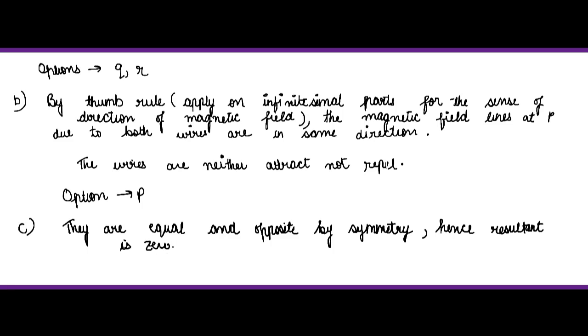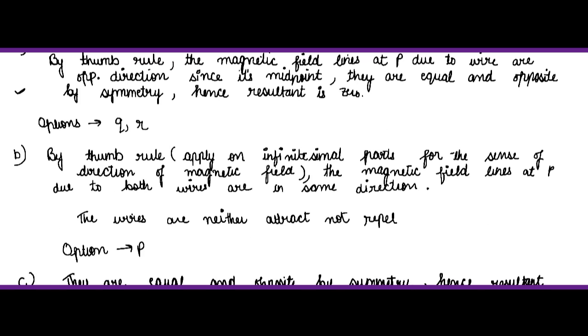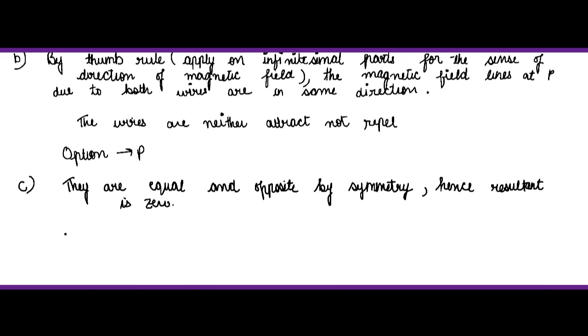So as we move towards the option, for this it will be the same. The options Q and R will be true for it, as they are equal and opposite to each other, so there is no magnetic field. So we can write option Q and R is true for it. Now move towards the last one.